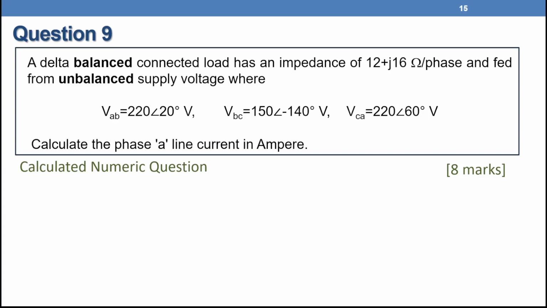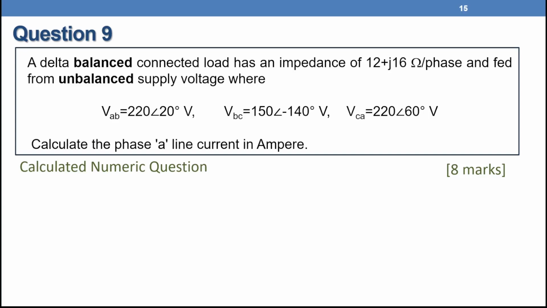A delta balanced connected load has an impedance of 12 plus J16 ohm per phase and is fed from an unbalanced supply voltage where VAB equals 220 angle 20 degrees, VBC equals 150 angle minus 140 degrees, and VCA equals 220 angle 60 degrees. So we need to calculate the phase A line current in ampere.